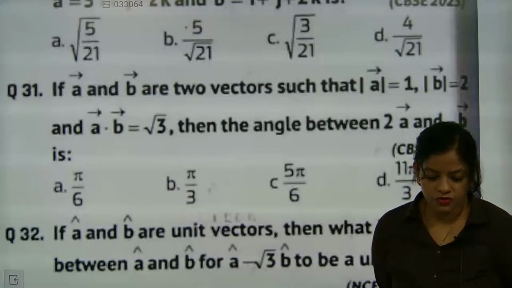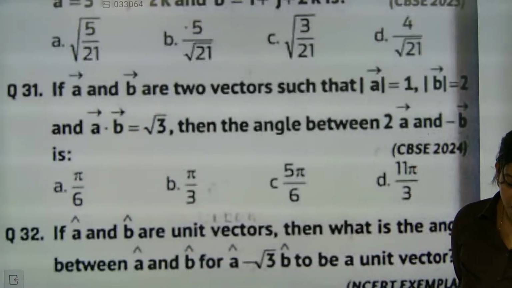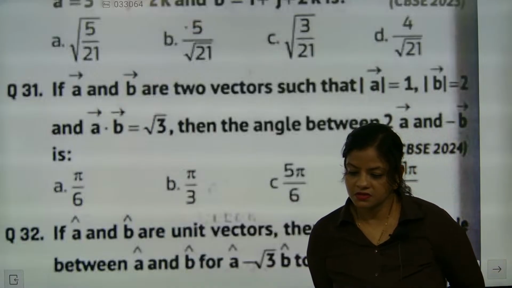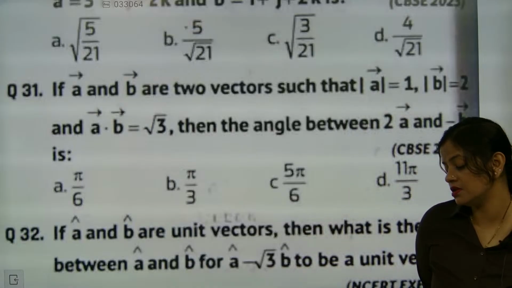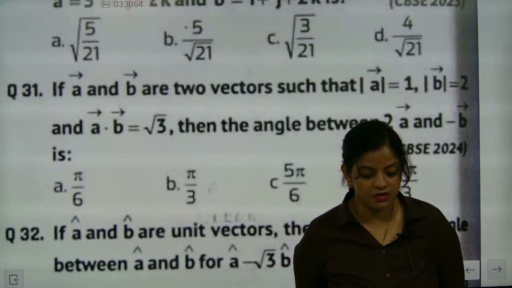Very good, Kishore. Kishore is telling question number 31, answer is C. No, that is not the correct answer. That is a wrong answer. Now please try again.